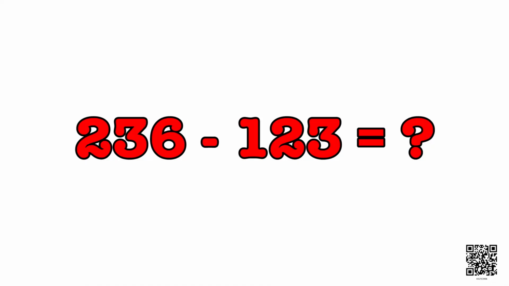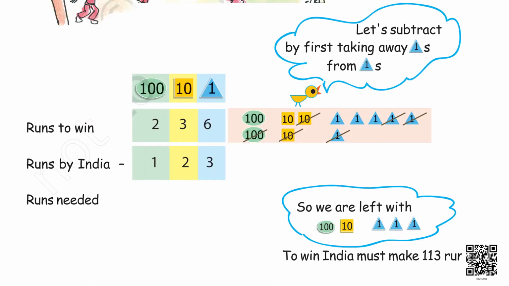123 from 236. So first we will place the numbers 2, 3, 6 and then the number 1, 2, 3. So now we have 2 in hundreds place, 3 in tens place and 6 in ones place. And similarly for the number 123, in hundreds place we have 1, in tens place we have 2 and in ones place we have 3.